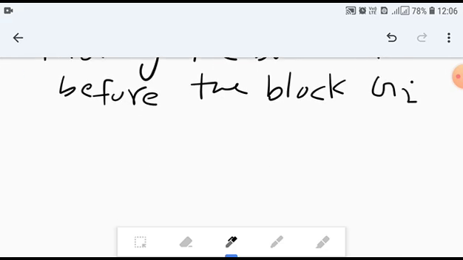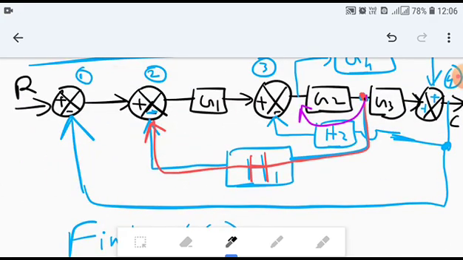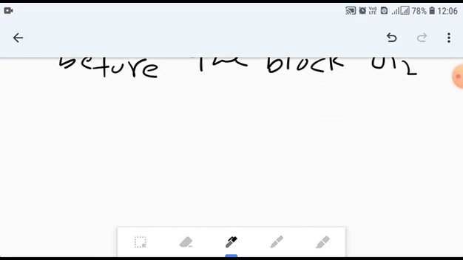So after moving that, I am drawing the block diagram, that is after moving this takeoff point between G2 and G3 to before G2, now I am drawing the block diagram. Again we have to draw this because to solve the problem we have to have a number of steps. If you practice more number of times, it will be easy.